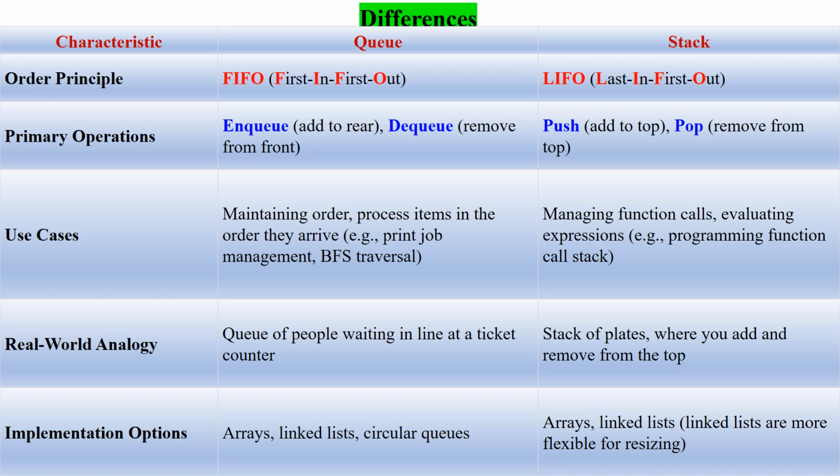Implementation options. In queue, arrays, linked lists, circular queues are used. In stack, arrays, linked lists are more flexible for resizing.